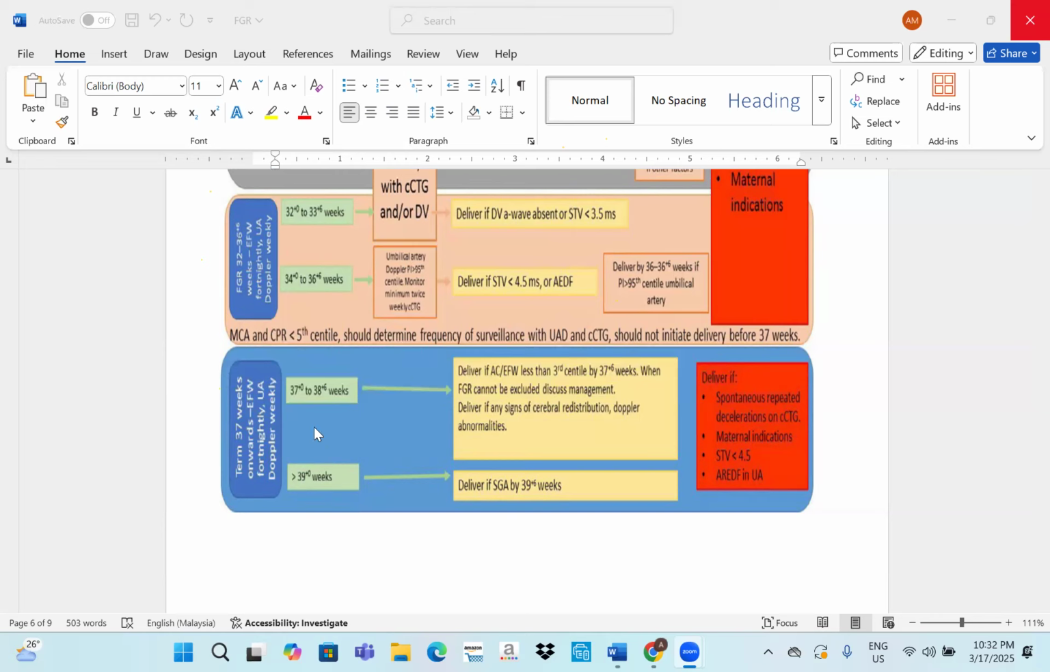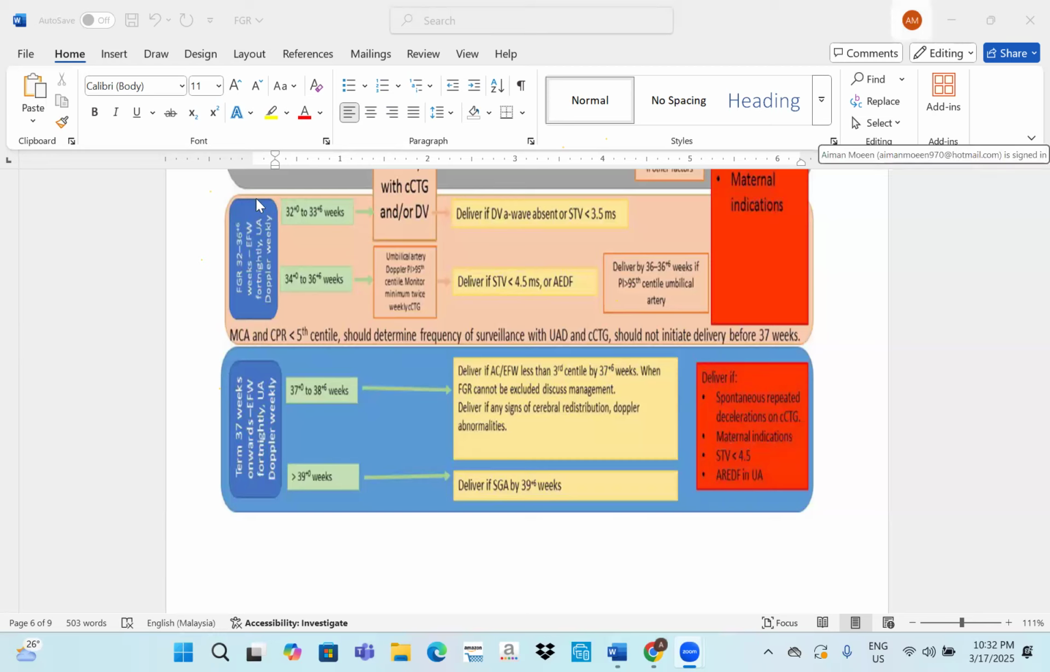Now if your pregnancy has reached so far up to 37 to 38 plus 6 weeks, you have to straight away deliver the patient by 37 plus 6 weeks if the AC or estimated fetal weight is less than third centile. Okay. If this is the reason, you straight away deliver your patient. No FGR patient should go further than 37 plus 6 weeks. For FGR, the cutoff is 37 plus 6 weeks. For SGA, the cutoff is 39 plus 6 weeks. Okay? Is it clear?